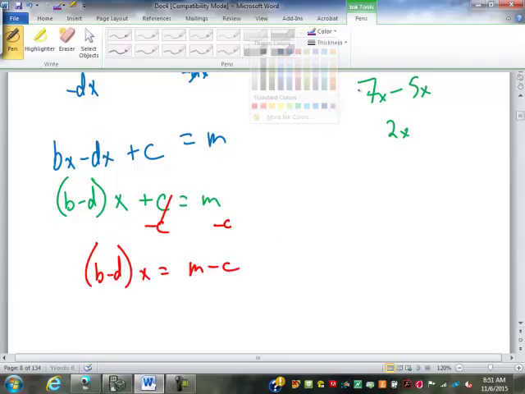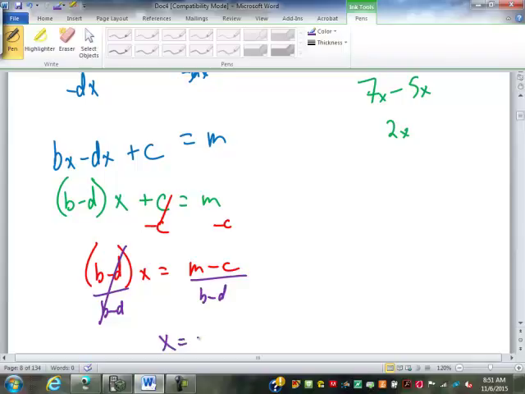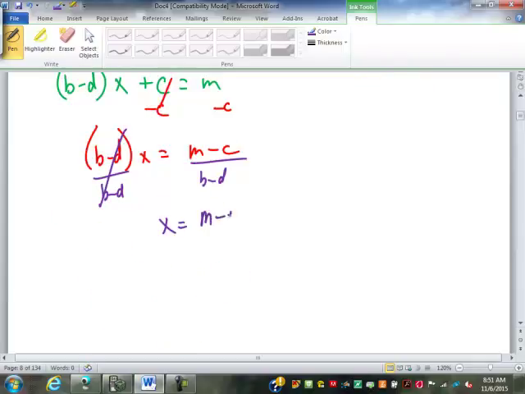And then what are we going to do? Divide by whatever that number is, b minus d. So x equals m minus c over b minus d. Good stuff.